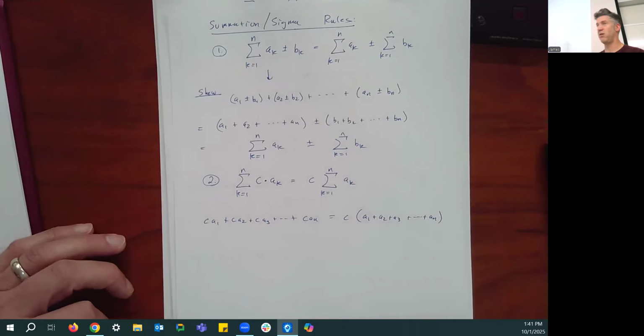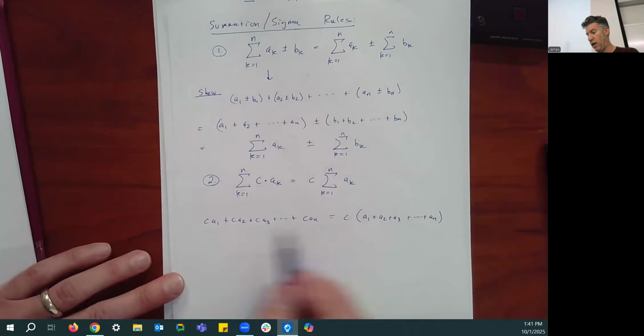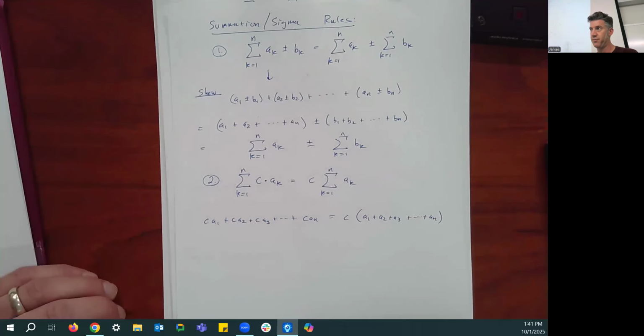And I think we can agree those are the same, right? This one just has the c factored out. This one doesn't.